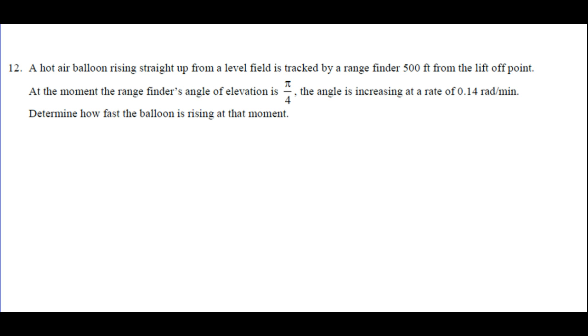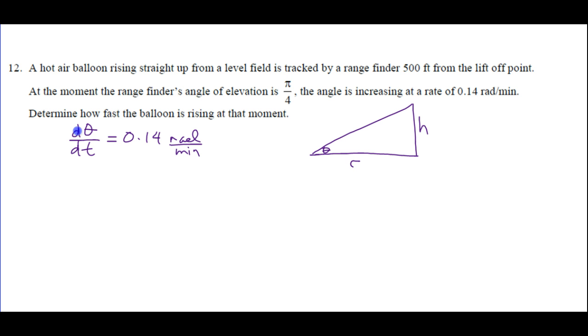Okay, so at that moment in time, we are given the change in angle. That's the rate at which the angle is changing. We can draw ourselves a little diagram. Here's the angle, here's the height of the balloon. The rangefinder is 500 feet from the liftoff point, and the balloon's going straight up, so no wind.